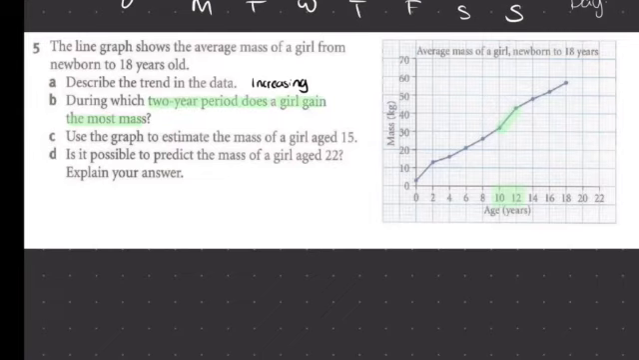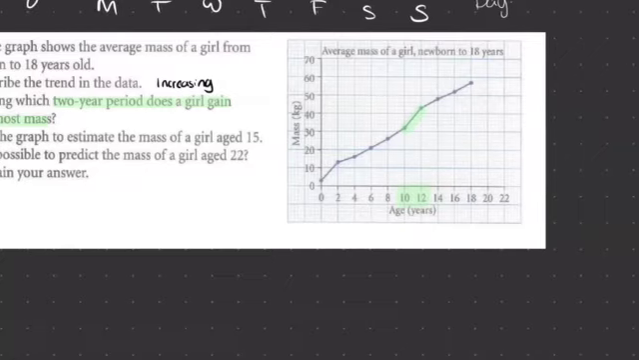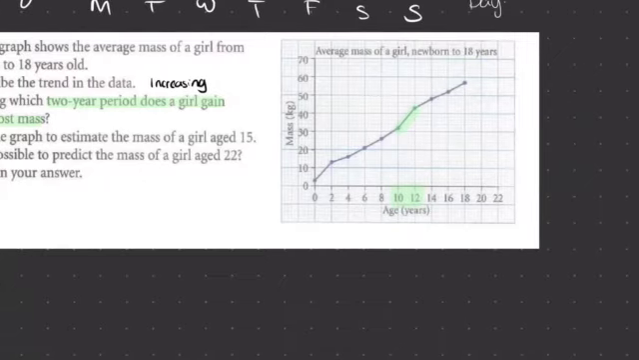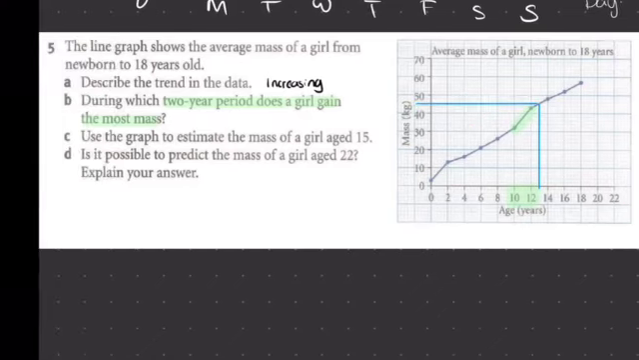And then use the graph to estimate the mass of the girl at age 15. Well, this one we can because it is collected already. So 15 should be here. You can see, yeah, 45 is acceptable.